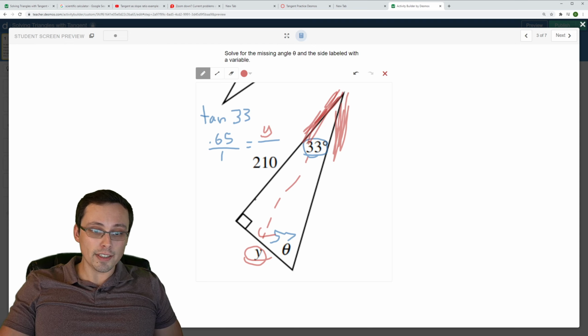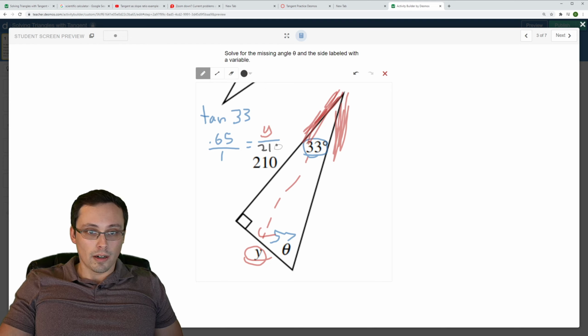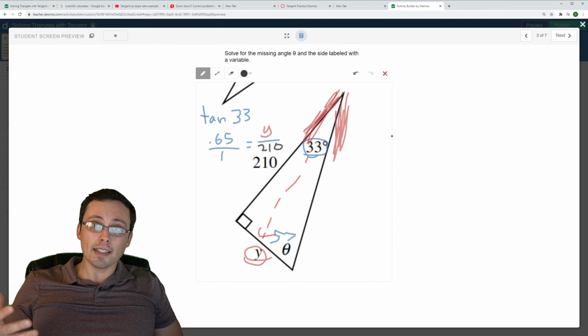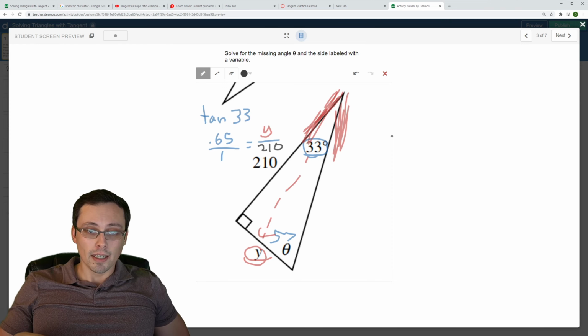Okay, so the other side that makes the 90 has to be our run. So in this case, that's going to be the 210. All right, that's the setup. If you haven't yet, you should now have this set up and then cross multiply this and try that on your own. You could pause the video.